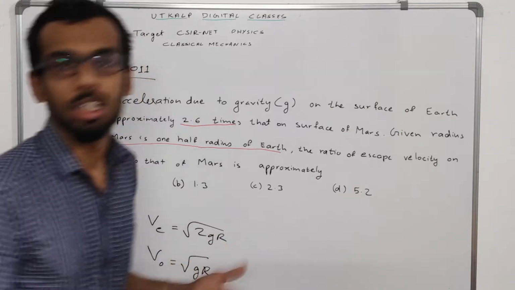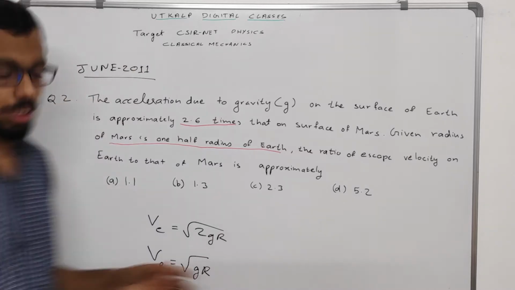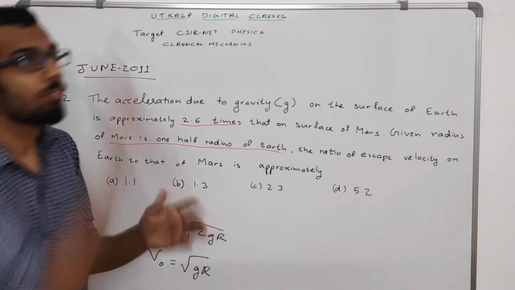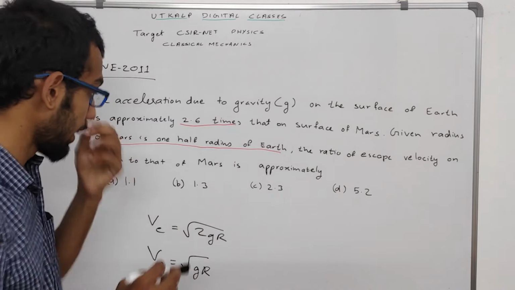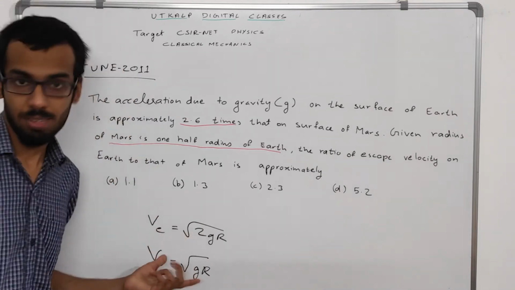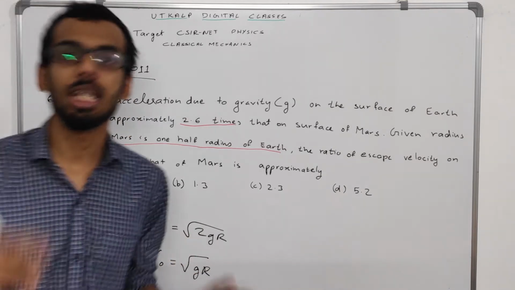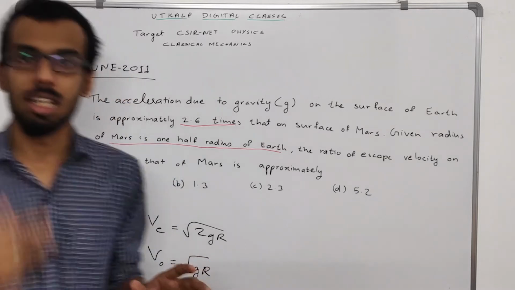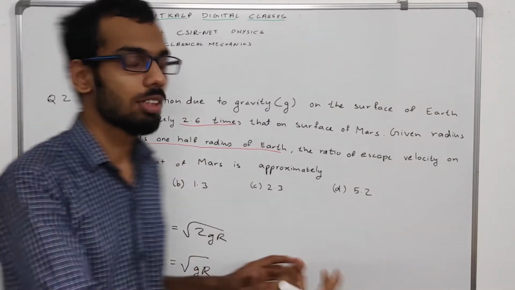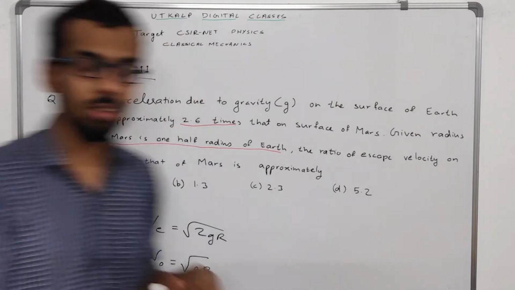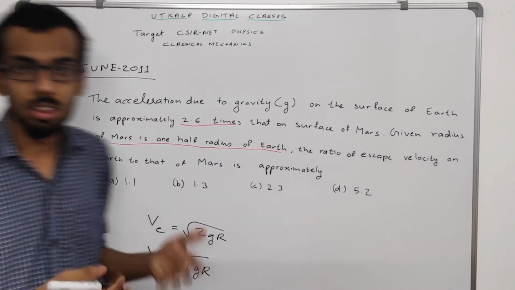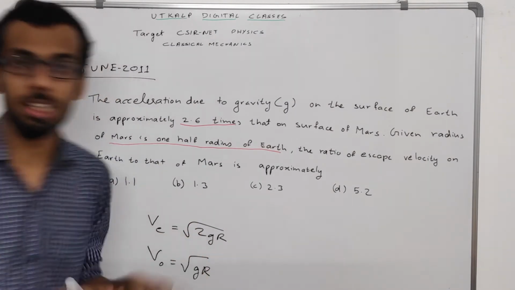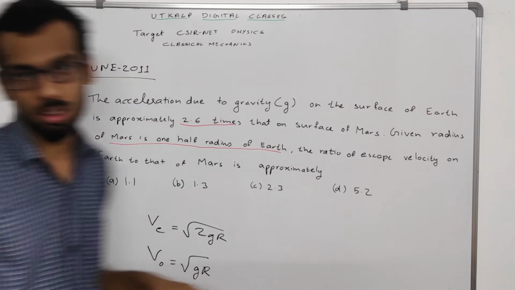Now, say you are on Earth and you have a particle in your hand. You're throwing it with a velocity greater than or equal to escape velocity. Then that particle will exit the gravitational field of Earth. That is, it will not be bound to Earth, it will not fall back to Earth.